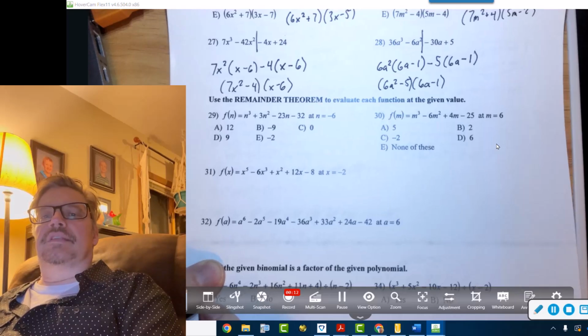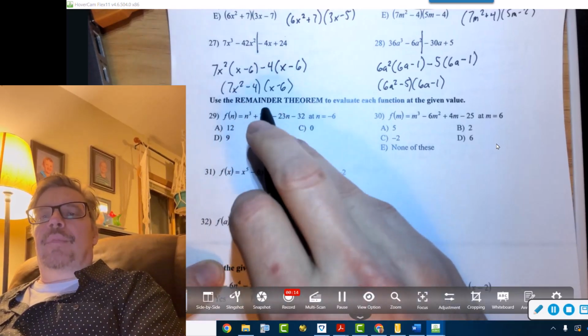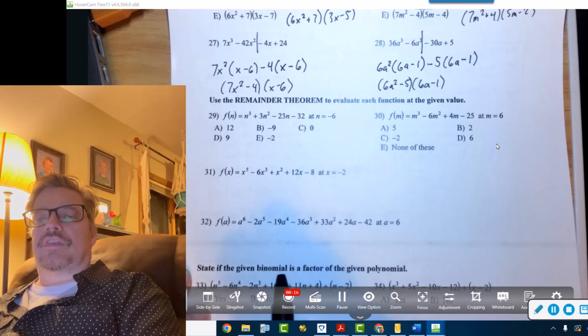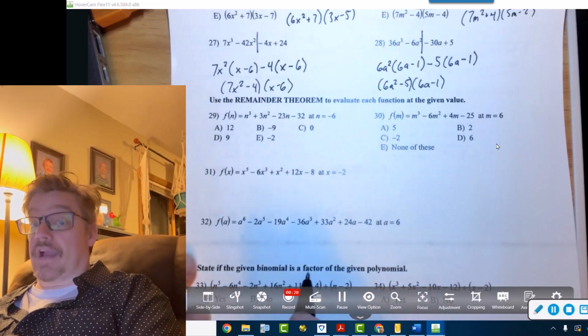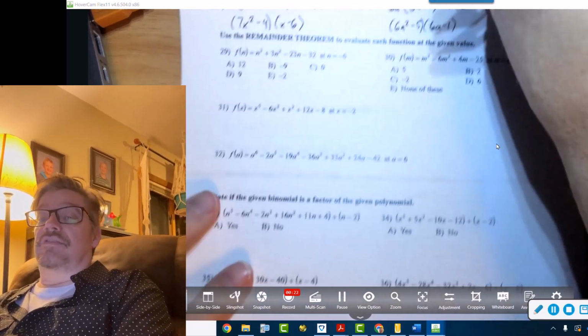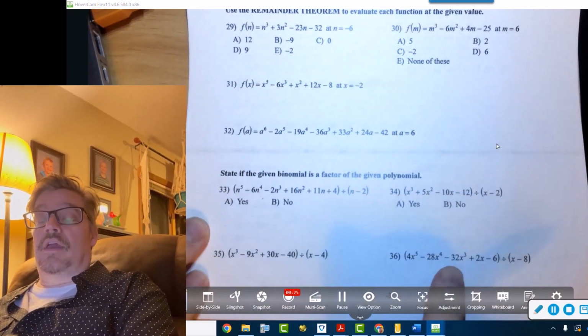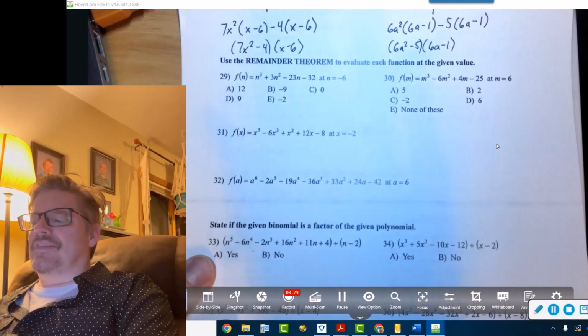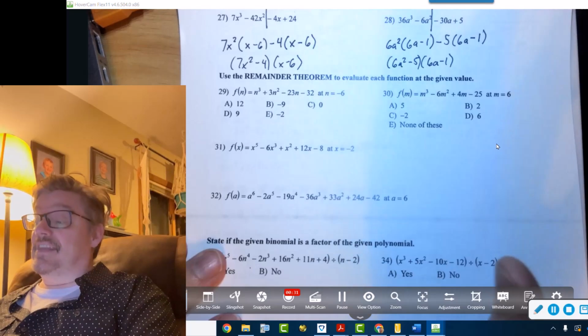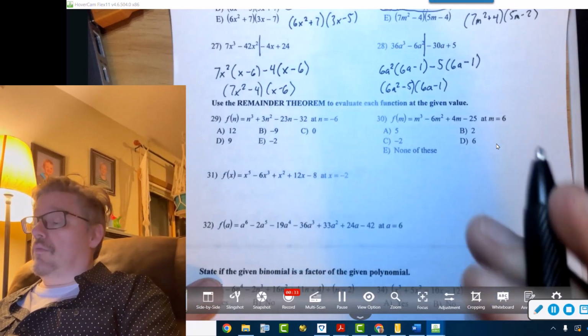So let's see. We're going to use the remainder theorem here and then the factor theorem here, okay? So state if a given binomial is a factor. That would require the factor theorem. And you'll notice that the answers are either yes or no, okay? Now, as long as you know synthetic division, I mean, notice how much synthetic division we're doing on this test. It's a lot. It's a very powerful algorithm here, okay?